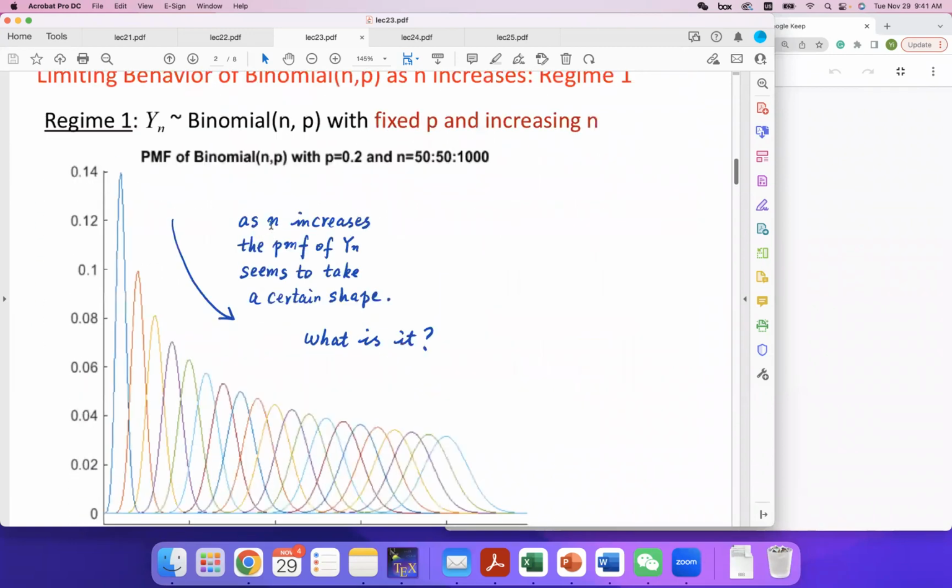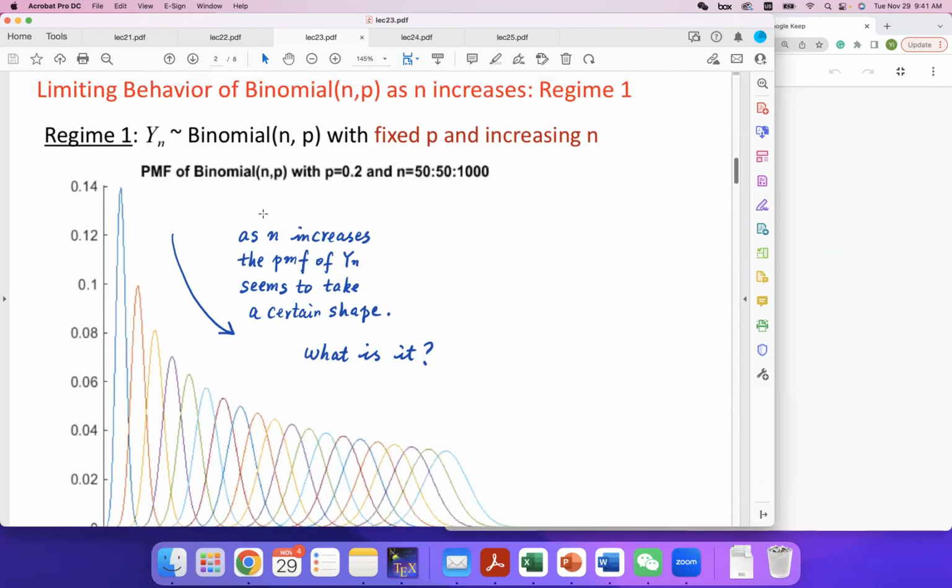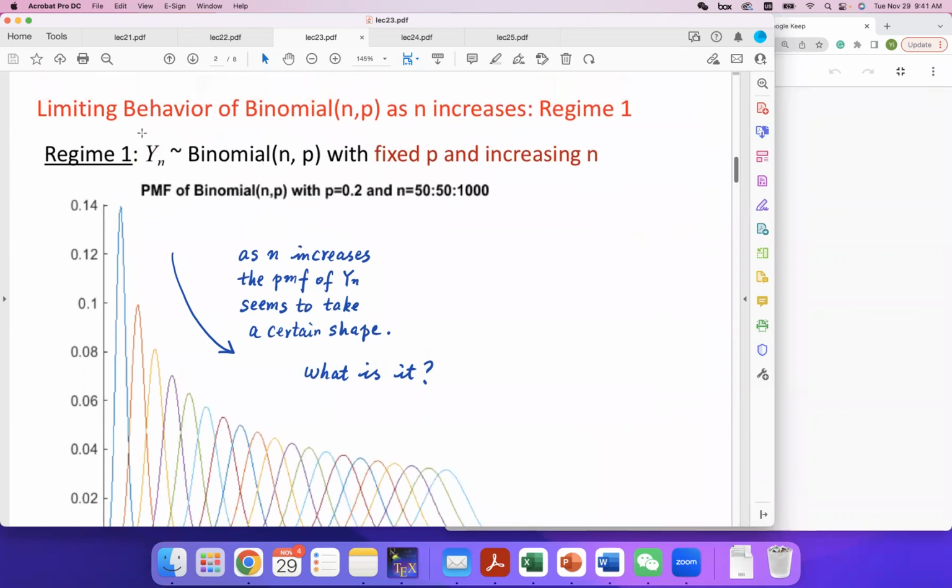Okay. So last time we presented an example where we look at a binomial distribution. So Yn follows a binomial (n, p) distribution. So we are looking at n experiments, and each experiment succeeds with probability p. And all these experiments are independent, IID. So Yn denotes the number of successes that we observe in these n experiments.